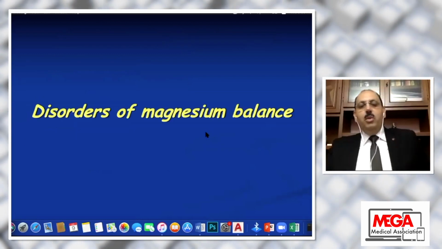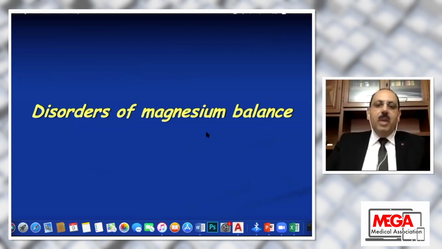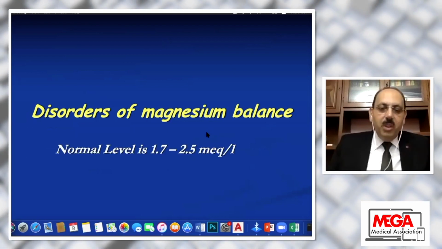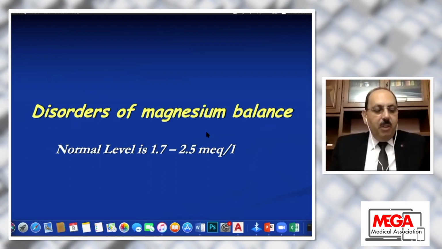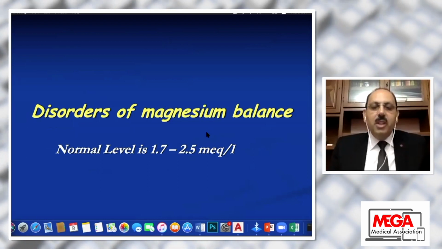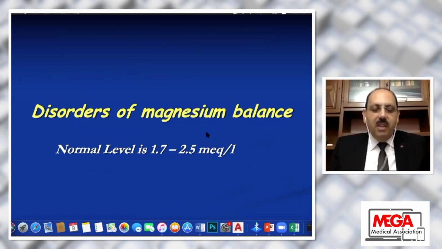Then going to magnesium balance. Magnesium, the normal level is 1.7 to 2.5 milliequivalent per liter. 55% of this concentration is ionized and in active form.